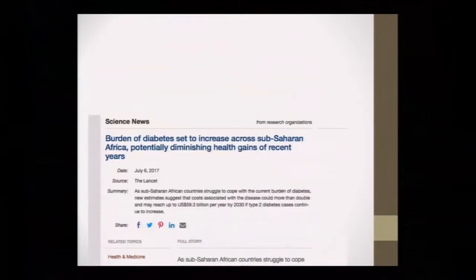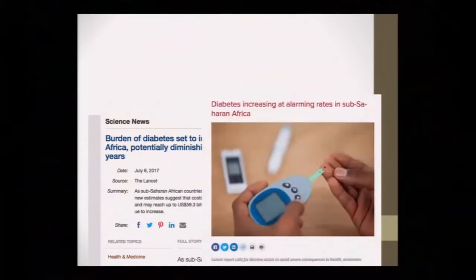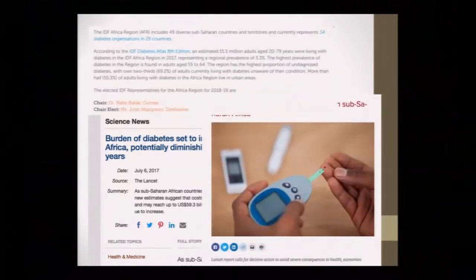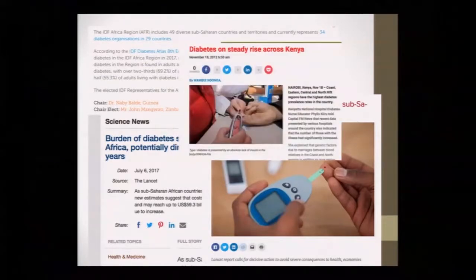So there are articles everywhere, like "burden of diabetes set to increase at alarming rates." This is estimating the burden, and another thing is it increases death and it increases the cost of healthcare. These are just a few articles that I found on this topic over the last few years. So it's being talked about, but some of the countries don't have as many resources, though Kenya actually has a national diabetes guideline, which not all of the African countries do.